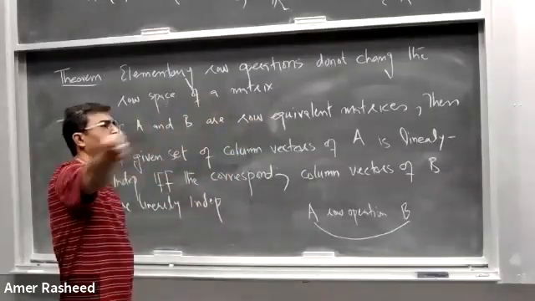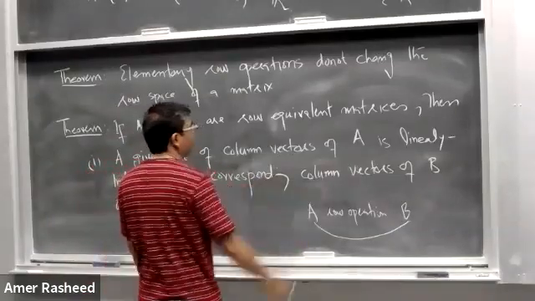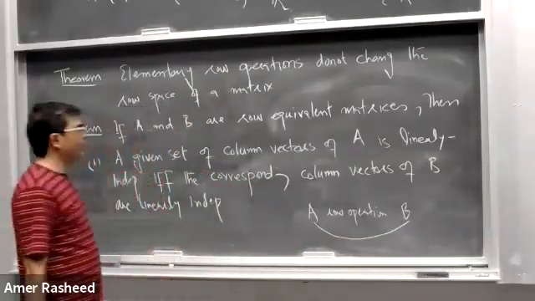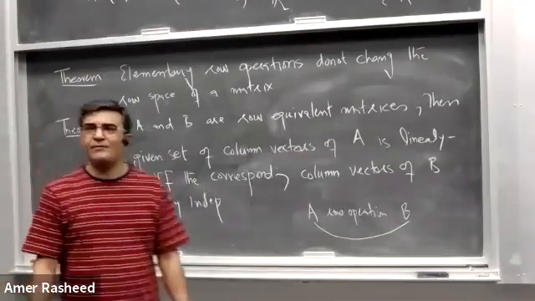Okay. We are in fact talking with reference to linear systems. So a given set of column vectors of A is linearly independent if and only if the corresponding column vectors of B are linearly independent.